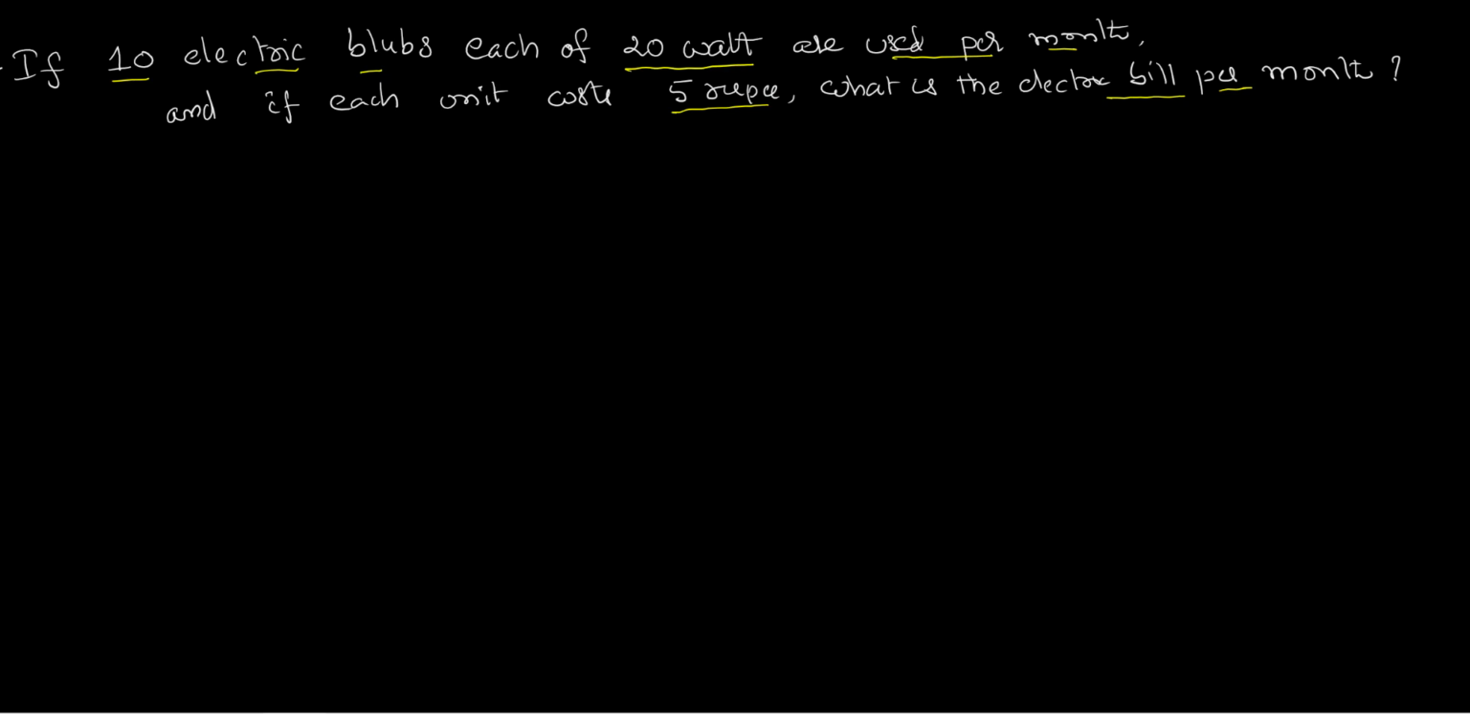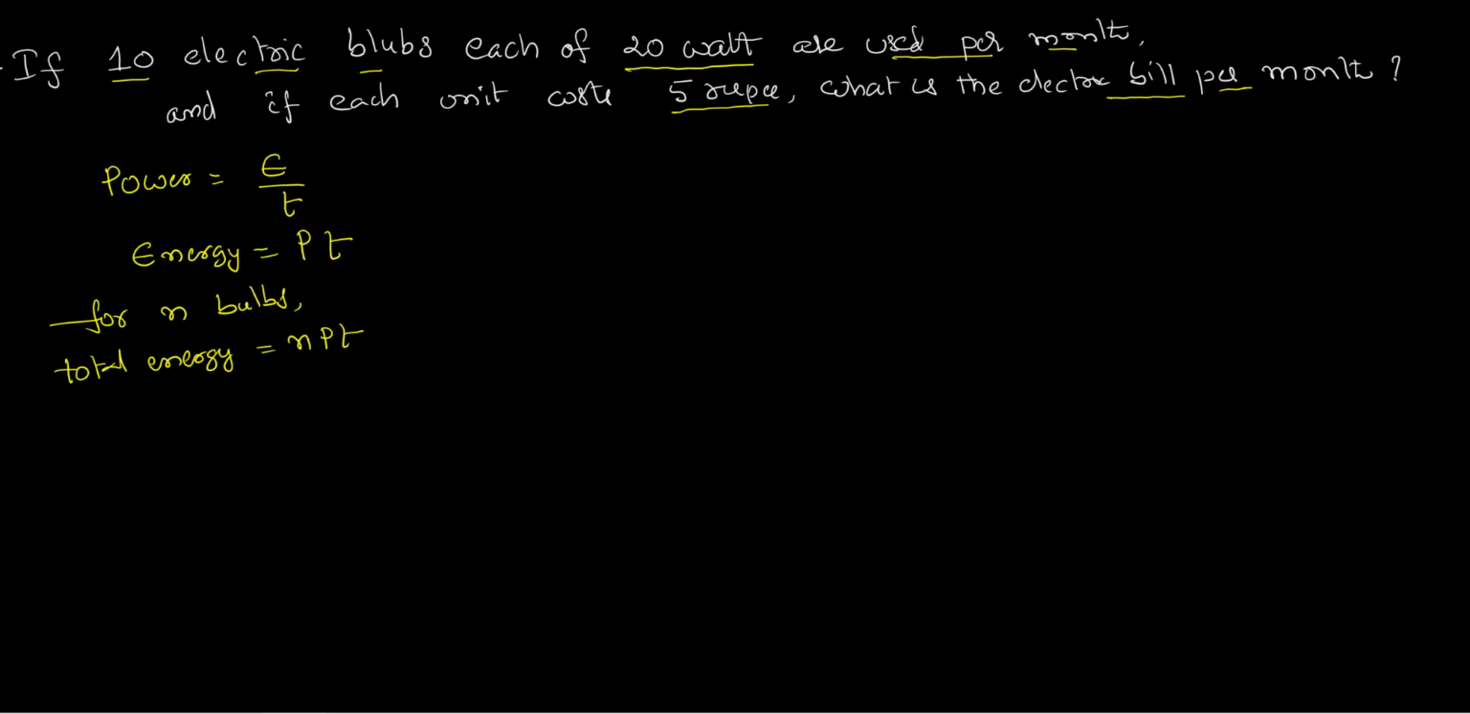So to solve that problem, we shall calculate how much energy is actually consumed. That can be done based on the definition of power. Power is defined as rate of energy or rate of work done, that is energy by time. So how much energy is consumed? If you want to calculate, that is power into time. But there are n bulbs. For n number of bulbs, the total energy consumed is n into power into time.